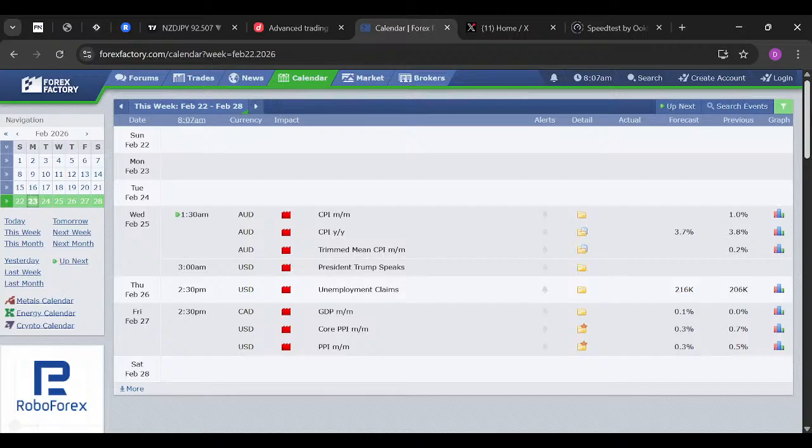So on Thursday we have unemployment claims, just one high impact news on Thursday, and 3 high impact news on Friday, which is the GDP, gross domestic product of the Canadian dollar, CAD. Then we have core PPI, which is producer price index, on Friday on USD. So this week, before the high impact news starts, it will be on Wednesday.